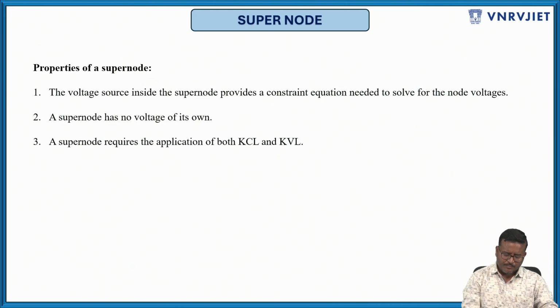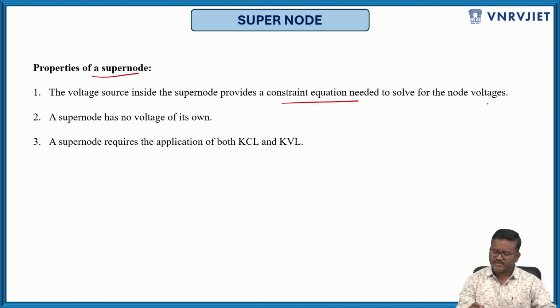Let's come to the properties of a supernode. It is like a summarization. So what are the properties of a supernode? A voltage source inside the supernode provides a constraint equation needed to solve for the node voltages.